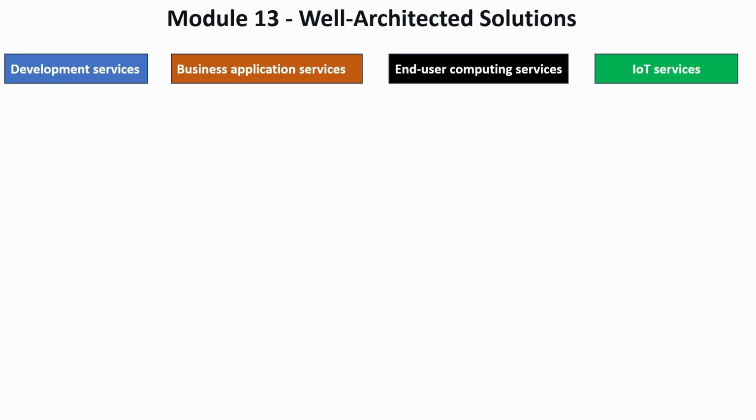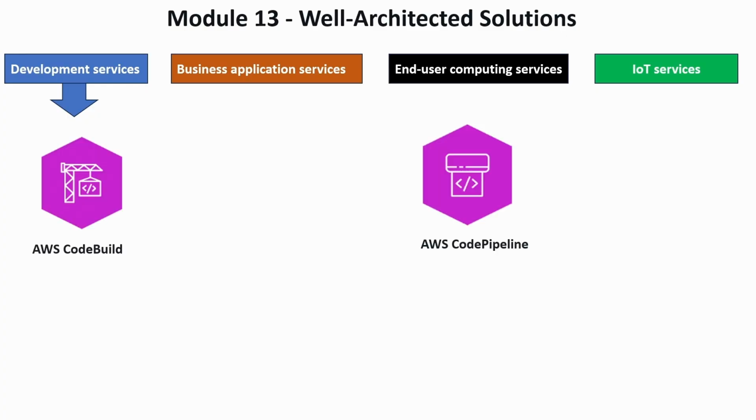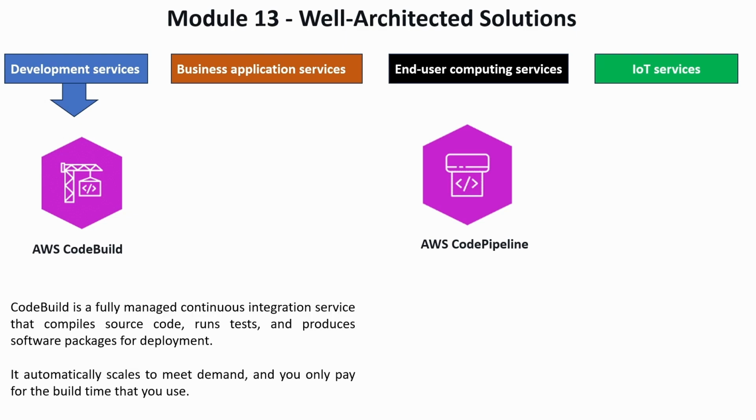First up, development. If you are a coder, you want to spend your time writing code, not babysitting servers. Think of AWS CodeBuild and AWS CodePipeline as your automated factory. CodeBuild is a worker. It compiles your code and runs the tests, while CodePipeline is the conveyor belt. It moves your code from written to live without you having to lift a finger. This is what we call CI/CD, and it's the heartbeat of modern software.